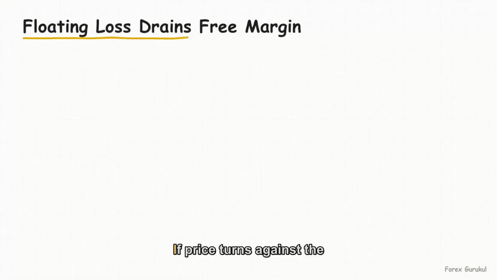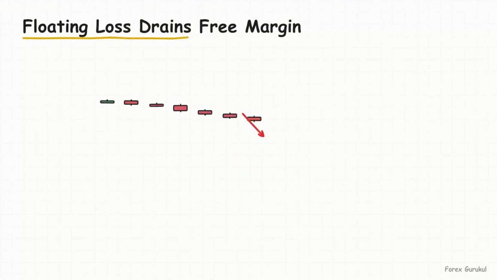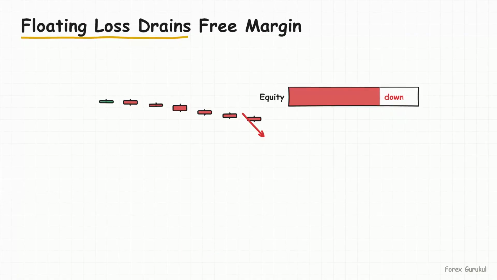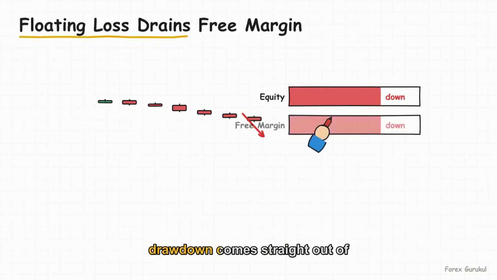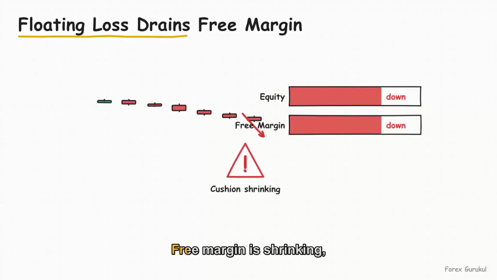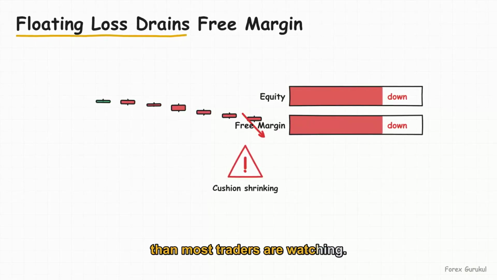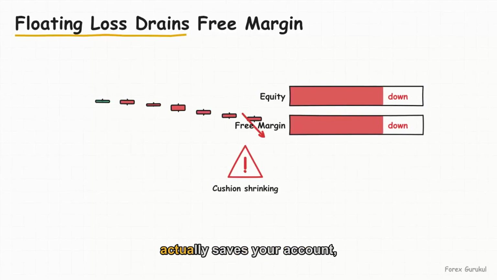Now flip it. If price turns against the position, that is floating loss, and it drags equity down the exact same way profit pushed it up, dollar for dollar. Used margin still has not moved, so every dollar of that drawdown comes straight out of free margin. Free margin is shrinking, and it is shrinking faster than most traders are watching. This is the part that actually saves your account, and it is coming up next.